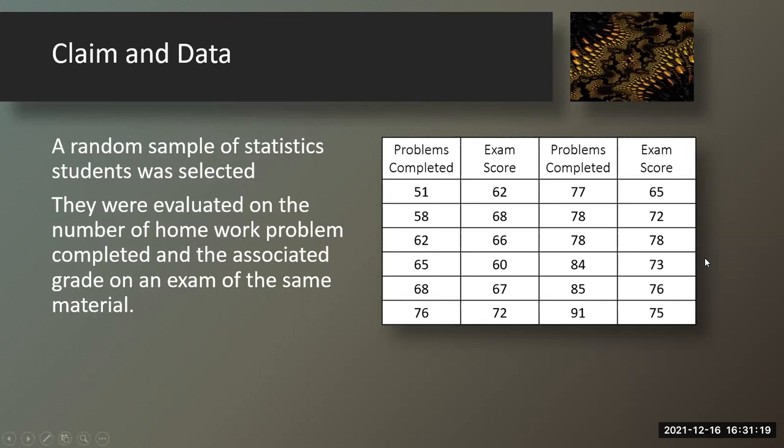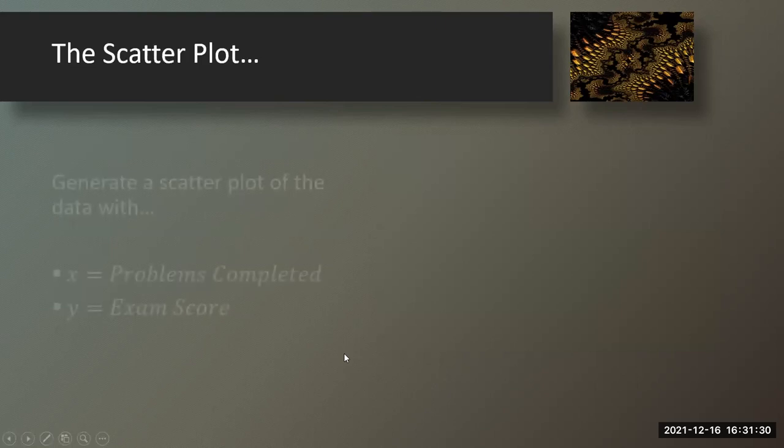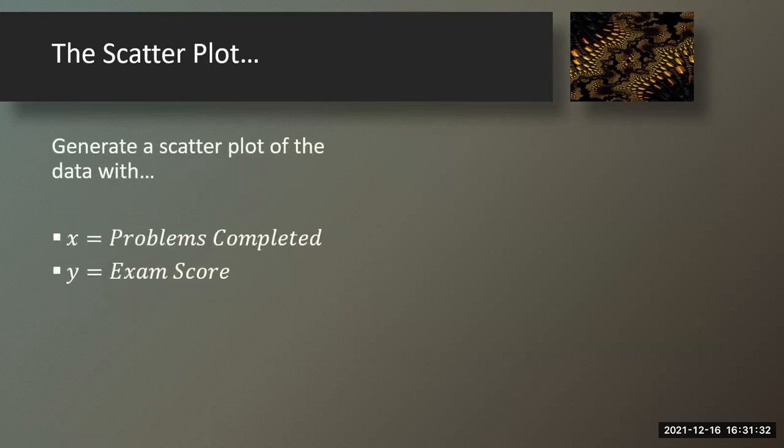There's the data set. It's a little long, 12 pairs of data. I didn't have room to make one long XY list, so I doubled it up. The X's are problems completed. The Y is the exam score. And then the first thing I'm going to do is to generate a scatter plot. So let me come over here and pick up a calculator.